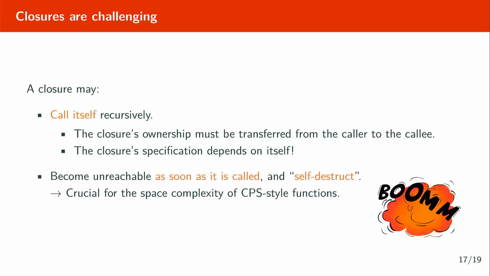And perhaps this is more interesting from the point of view of space. A closure may become unreachable as soon as it is called, and somehow self-destruct. So we can reuse this space to allocate new things. And this is crucial, actually, for the space complexity of CPS-style functions when you allocate a stack of closures.